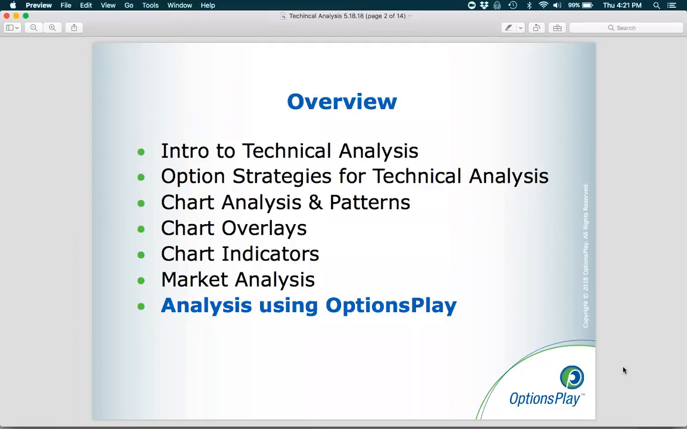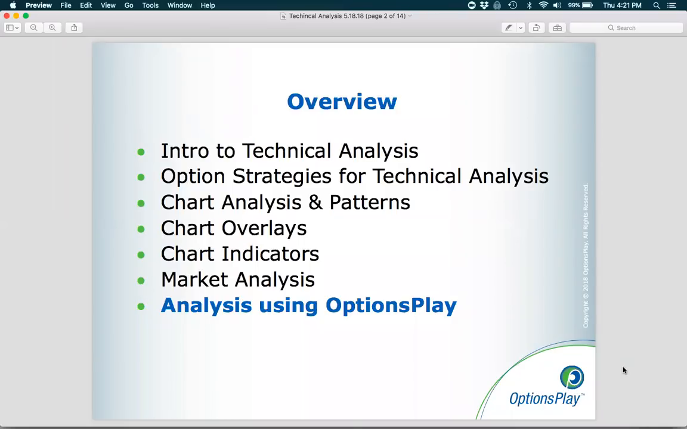Then we'll talk about things like chart overlays. These are indicators that you guys might be familiar with, like moving averages, Bollinger Bands. These indicators overlay with the historical price chart, and we'll look at how you can utilize those. Then we'll talk about chart indicators. This is probably the one that most people use.